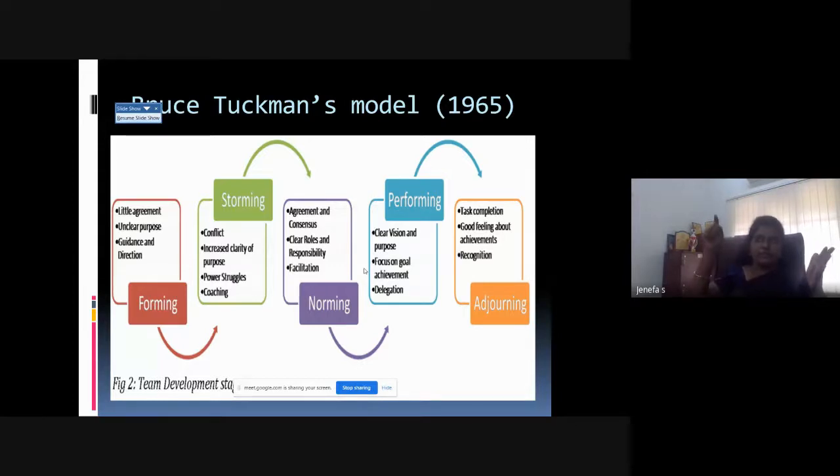I have to do this. You have to do this. Our team has to do this. Our team. That is the main thing, right? So clear vision and purpose will be there in this performing stage, and focus on goal achievement will be there. We have to finish this task quickly. All these things. Okay, the focus will be more on the goal only. The team members will forget all their differences, all the power struggles, all their ego struggles, etc. The focus will be more on goal achievement. Our team should win. So likewise, the performing stage will be there.